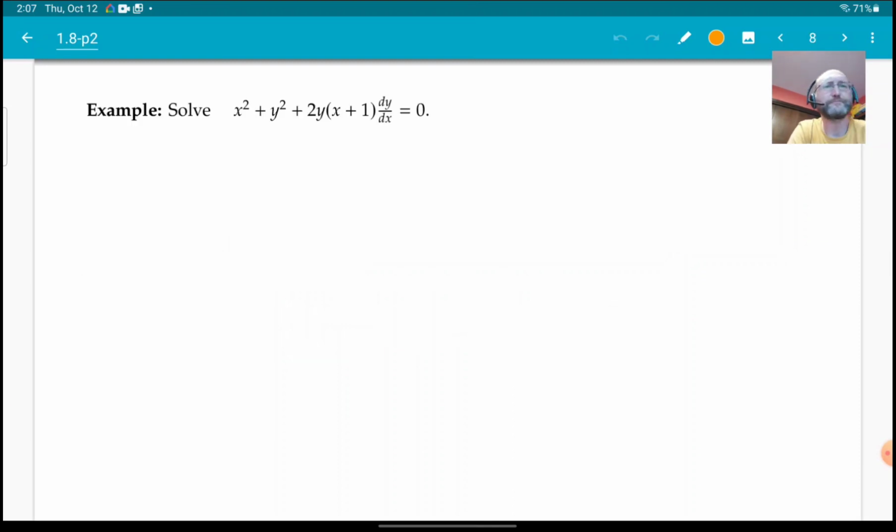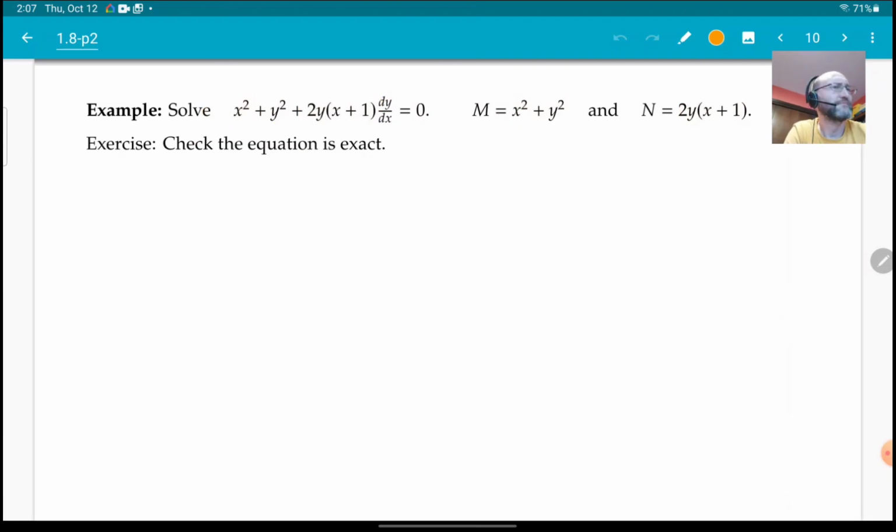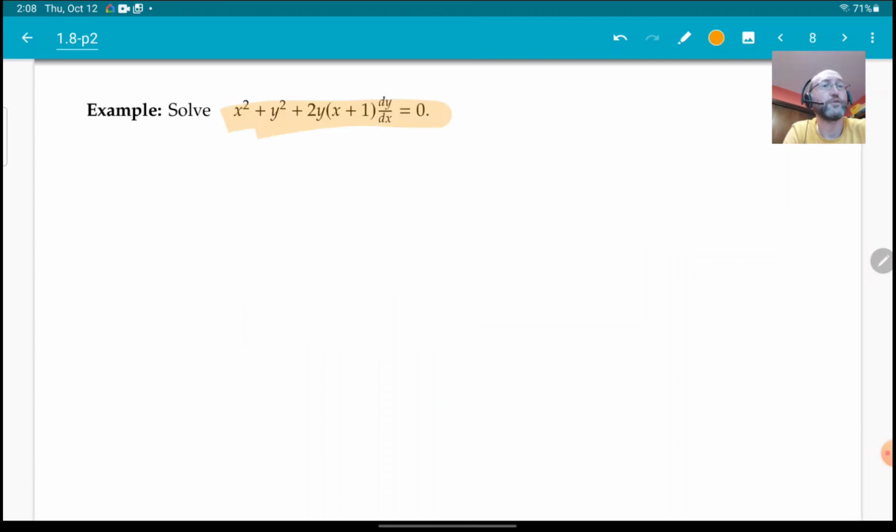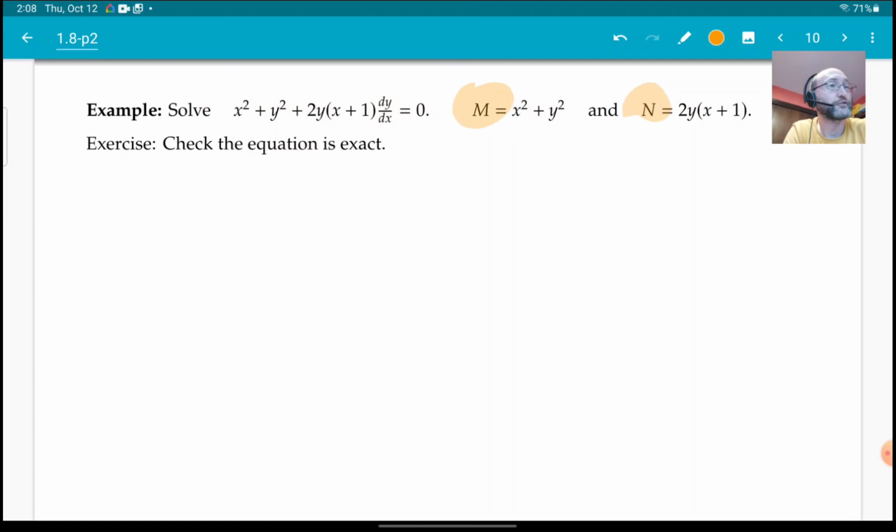All right, let's do an example. So suppose that we're trying to solve this differential equation. Here again, I can multiply by dx, so it's this thing times dx, this thing times dy. So M is x squared plus y squared, and N is 2y times x plus 1. I'll let you check that this equation is exact. You can take the derivative. Check this: M sub y is equal to N sub x. I'll let you check that that's true.